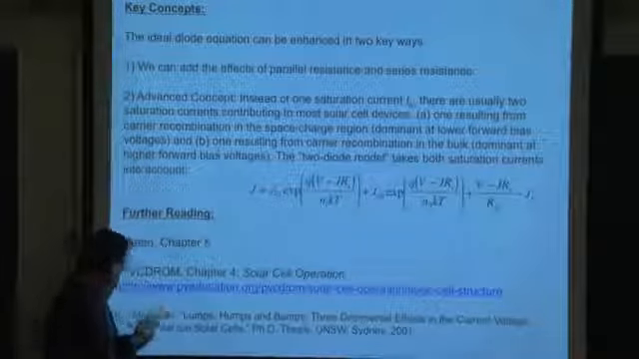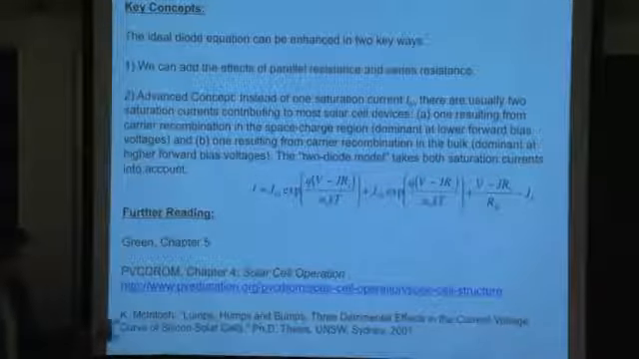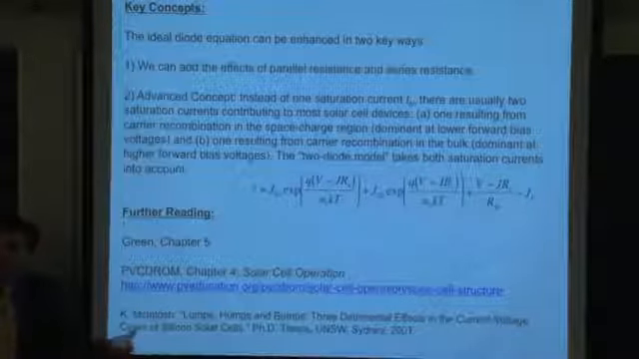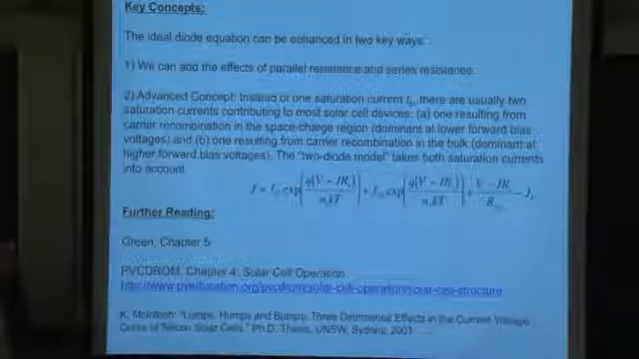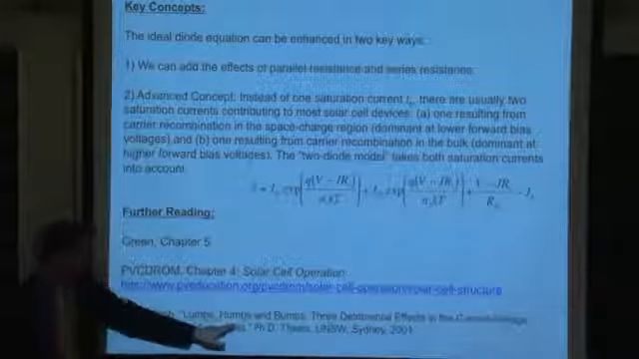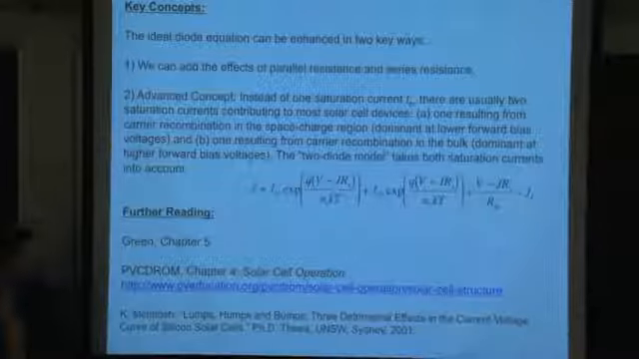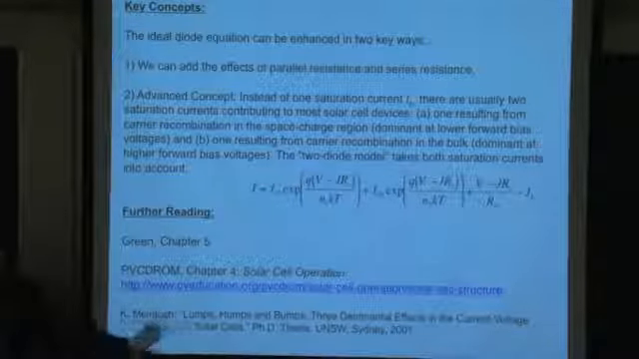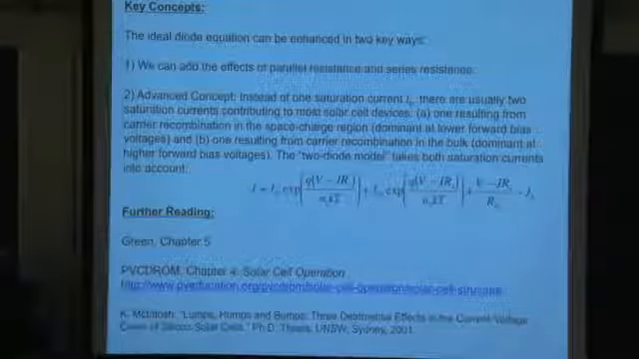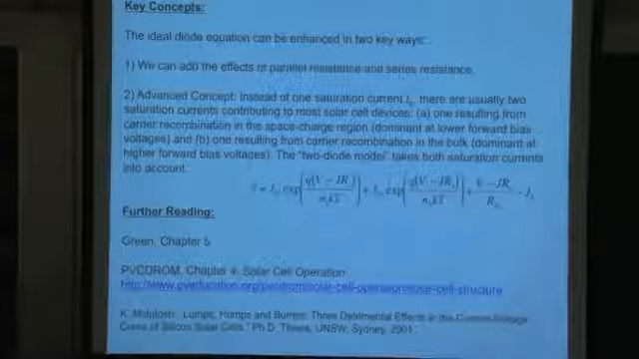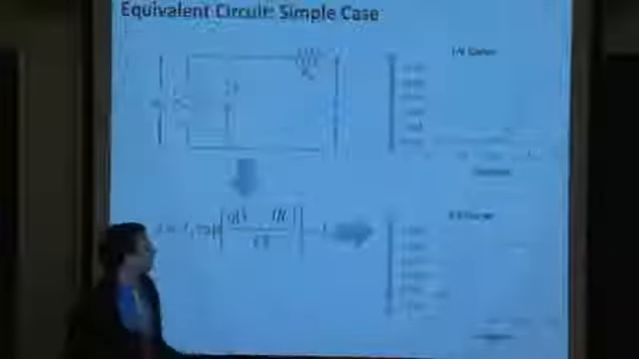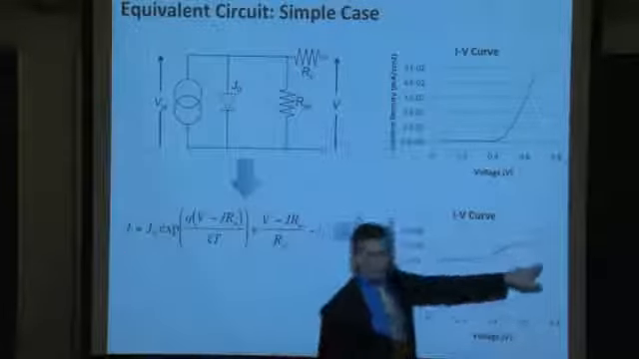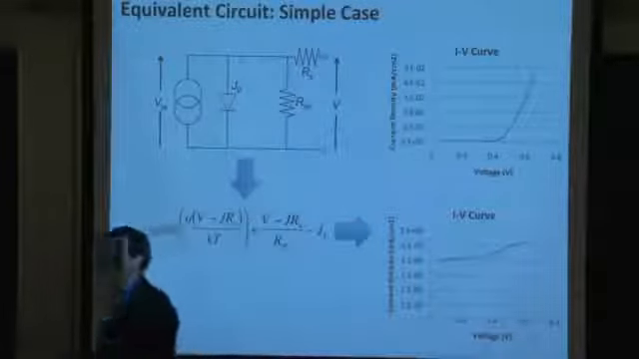I'd be happy to point you in the right directions. Or you could look up the thesis of Keith McIntosh from University of New South Wales. Excellent, excellent thesis entitled Humps, Lumps, and Bumps: Three-dimensional effects of the current voltage curve of silicon solar cells, some of which might apply as well to other material systems as well. And you can tell where the lumps, humps, and bumps comes from. It's really these lumps, humps, and bumps in the IV curve that he's talking about.